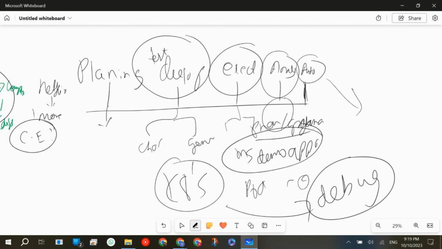And in automation, we will use Jenkins, so you will learn Jenkins in a high level way. Those are the tools and things which will be covered in the course.